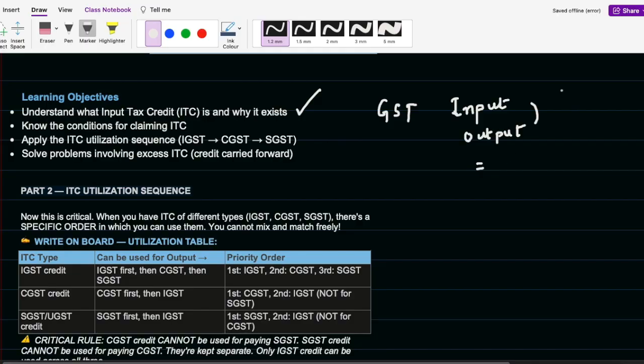For example, input GST, he has already paid 100, but as output, he is getting 120. So 120 minus 100, he will pay 20 to the government, because he already has this ITC, input tax credit, from the manufacturer. So he can claim that 100, and say I got 120, already paid 100, and now I am remaining with 20 rupees, I will pay that 20 rupees, that's it. Got it? Simple as that, right?